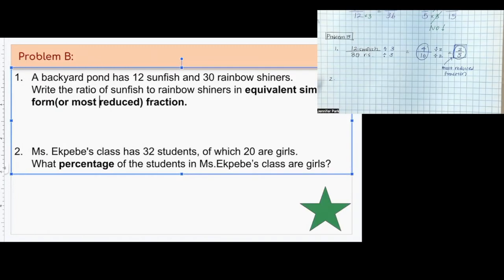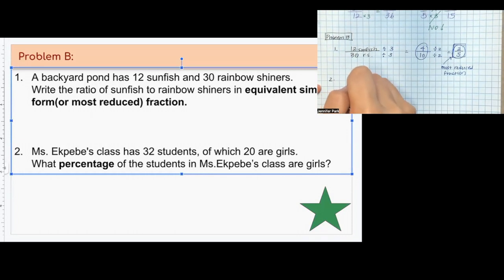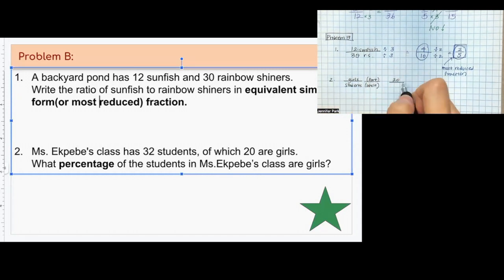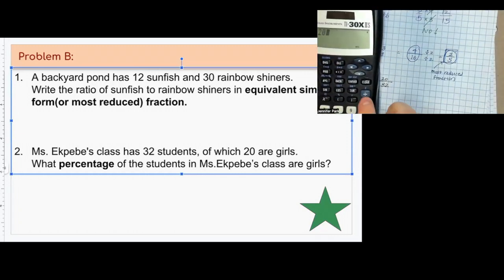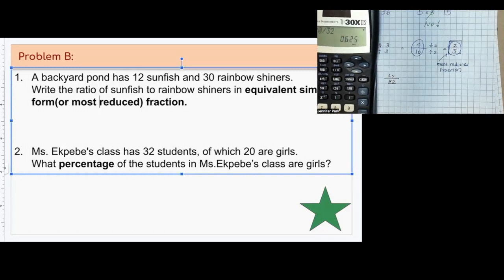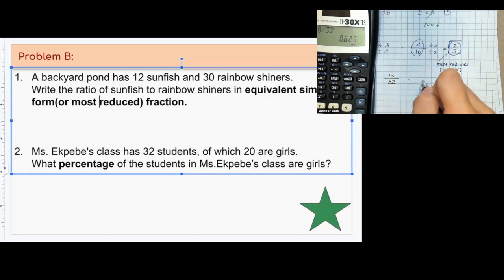And let's check. So what percentage of students are girls? So we're looking at the ratio of girls to students in the class. So this is a part to whole ratio. There are 20 girls, and how many students are there total? 32. So 20 divided by 32, we're going to put that in the calculator. That's 0.625. So as a decimal, we have 0.625.